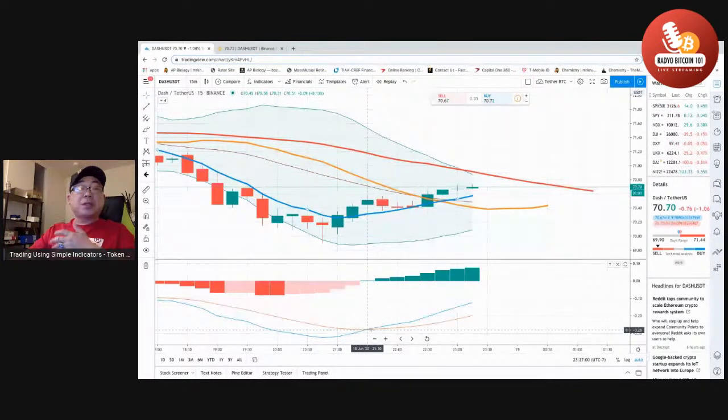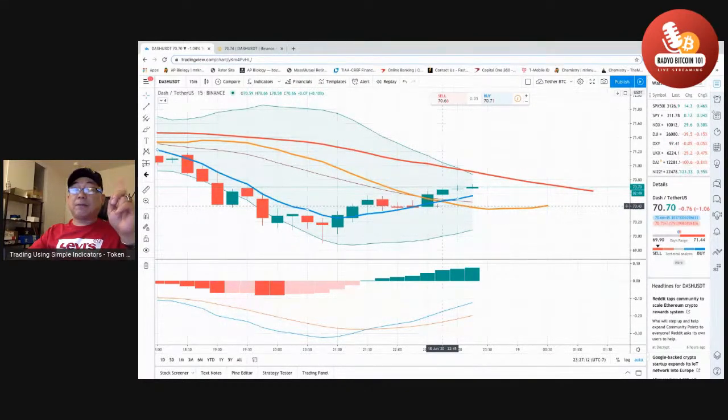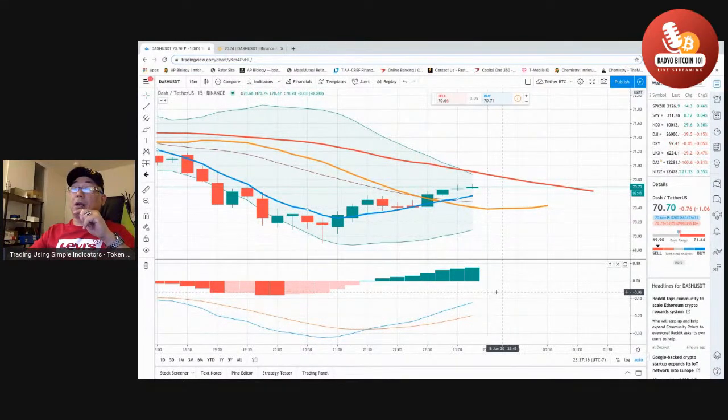We'll see. I need a confirmation. And what is that confirmation? This one is the confirmation. When the blue line, this is not a golden cross, guys. This is different. This is where the golden cross is. And there's another death cross right over here. That would be an indicator for a sell.